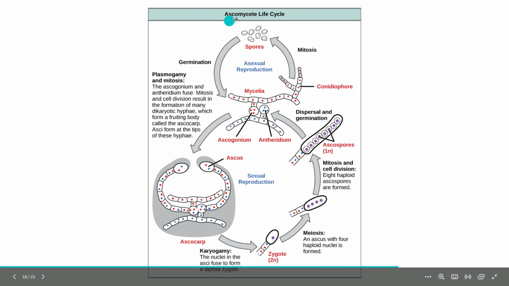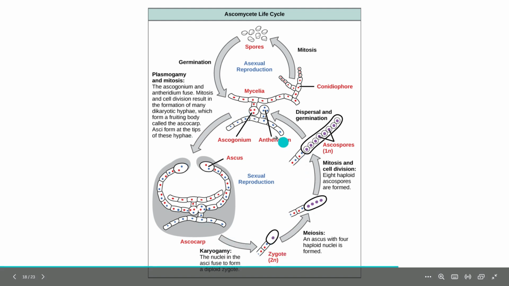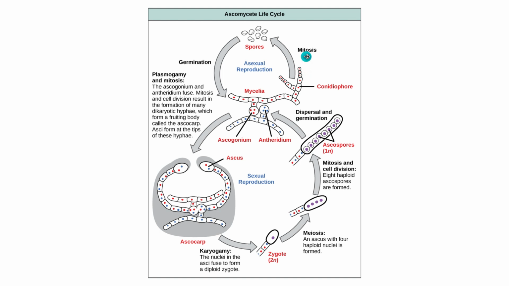So moving on to the life cycle of Ascomycetes. The zygote undergoes meiosis to form 4 haploid nuclei, which further undergo mitosis to form 8 haploid ascospores, and these ascospores get dispersed and they try to germinate. When two different mycelia come in contact with each other, they undergo plasmogamy and mitosis to form ascocarp. Within this, you can find ascospores. Again, this ascocarp undergoes karyogamy to form zygote. So this is the sexual mode of reproduction. And when we see the asexual mode of reproduction, the mycelia undergo mitosis to form spores, and these spores germinate again to form mycelium.